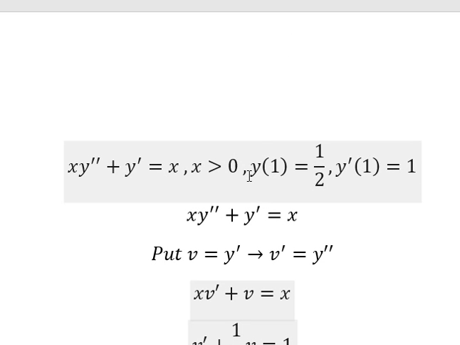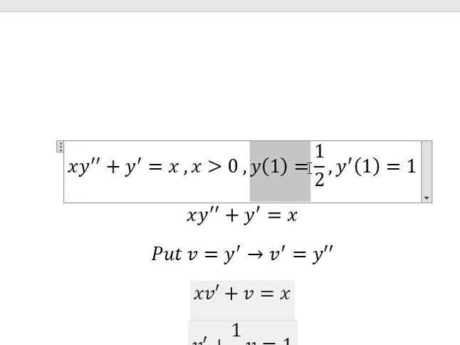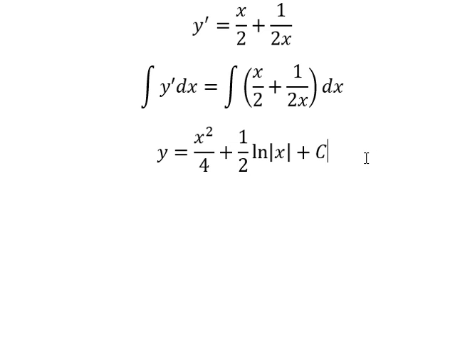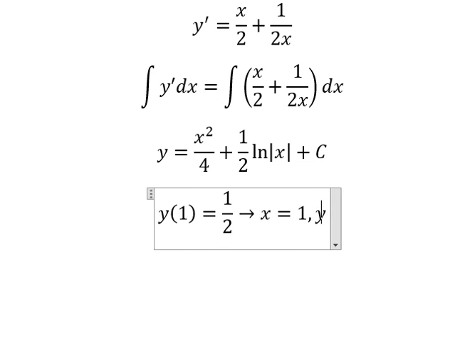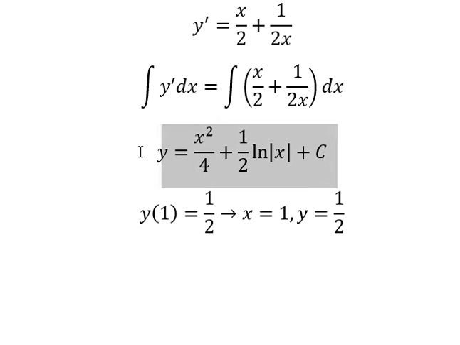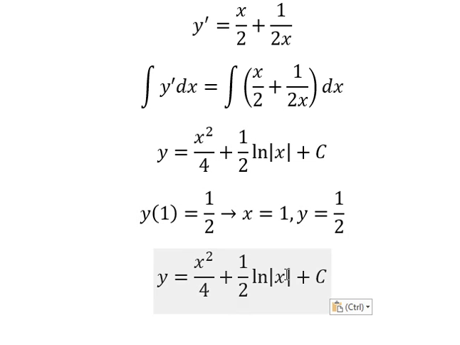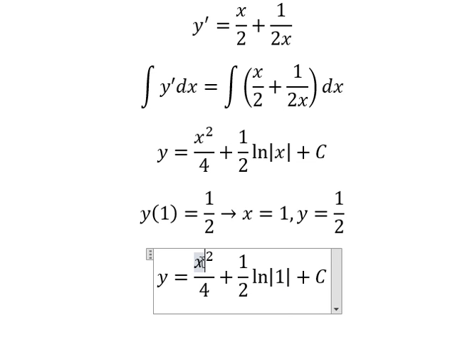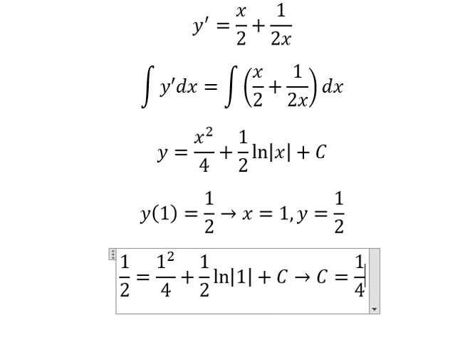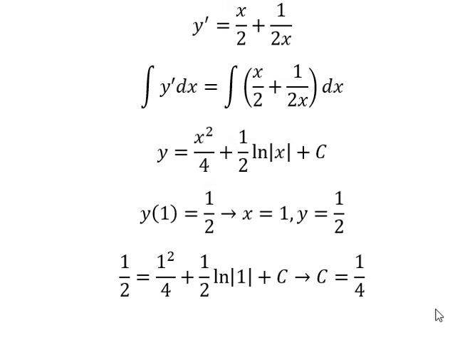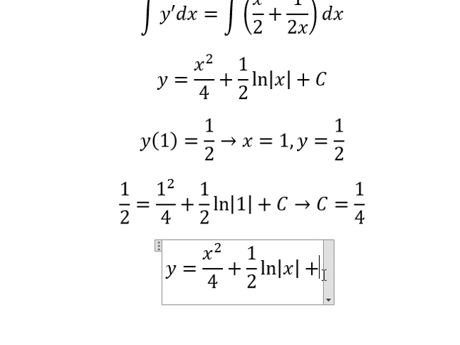Now we have the second condition. That means when s equals to number 1, y equals to 1 over 2. So we put number 1 going here and here, and 1 over 2 going here to find the value of c. So c equals to 1 over 4. So I will put 1 over 4 in here.